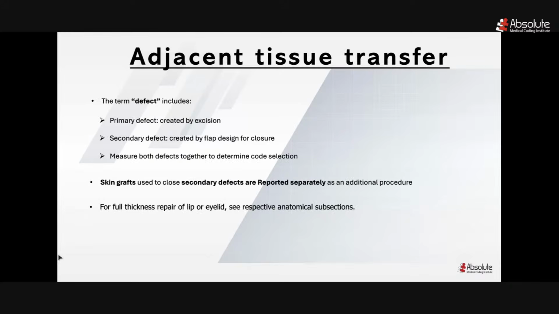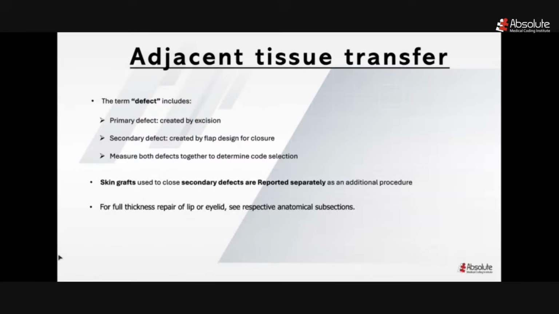And you also have to have good clarity regarding the term defect in ATT, because this term, defect, is something which you will see in the adjacent tissue transfer codes. So there are two types of defects. One is a primary defect, that's a wound created by the excision of a lesion. And we also have a secondary defect, and that is the area created by the flap design used to close a primary defect.